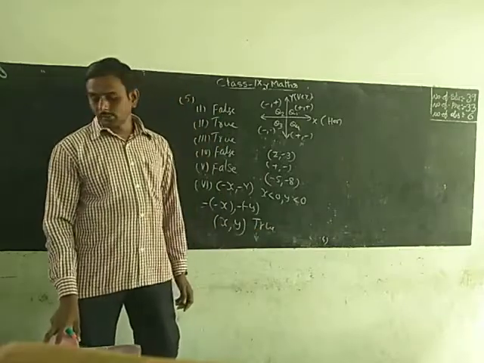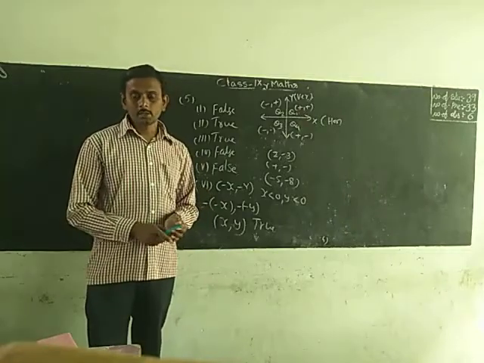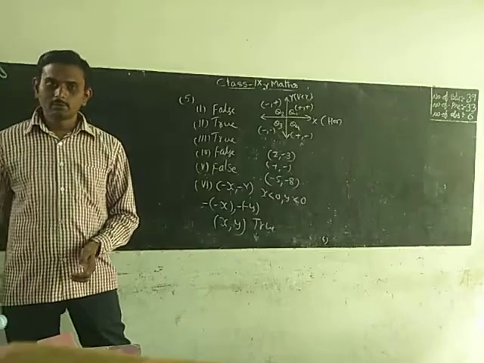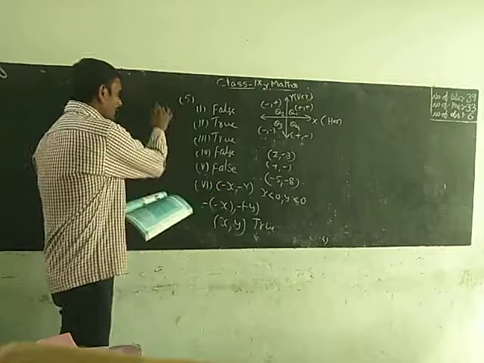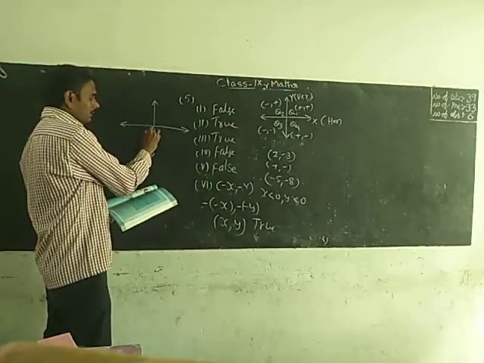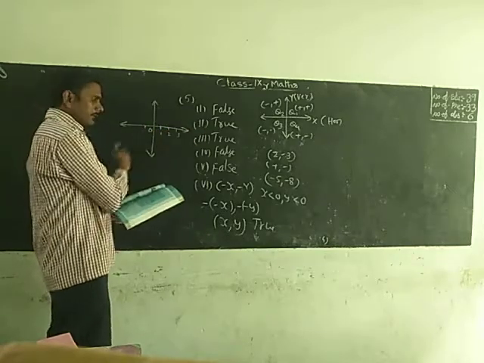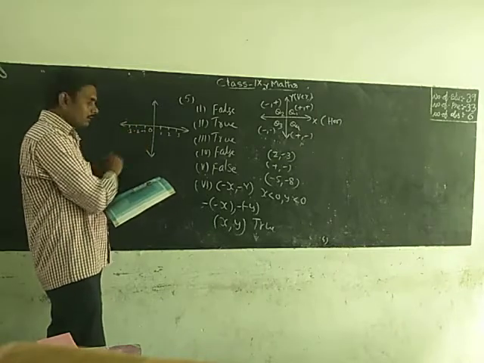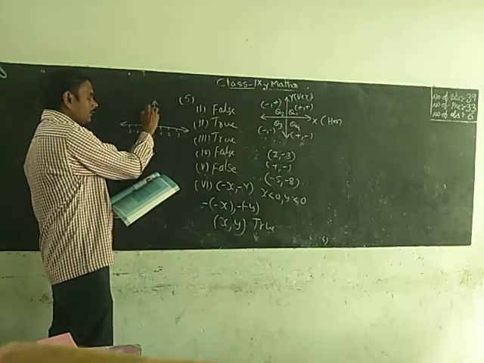Next is the sixth one. Like the previous sums, draw a graph sheet, locate those points, and on the graph sheet we will get the answer. Practice it yourself. Sixth one: draw a graph. Draw the axes. Here 0, 1, 2, 3 like that, up to 6 or 7 you have to write. On this side, minus 1, minus 2, minus 3, up to 6 we have to write. Here also 1, 2, 3, 4 like this.